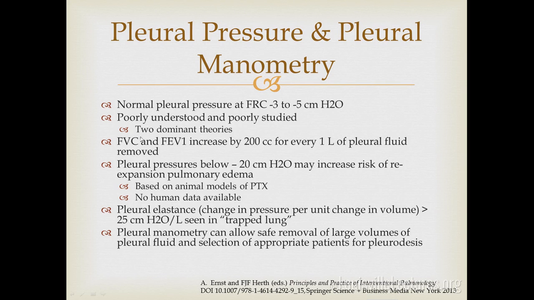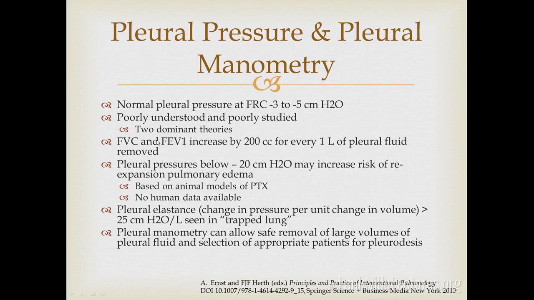Now, look at this number here. There's one study where they found that if you took out 1 liter of pleural fluid and then checked spirometry afterwards, patients' FEV1 and FVC increased by about 200 cc's. Why is that important? Because we know that a liter of pleural fluid is going to cause a lot of dyspnea. That's for sure. And traditionally, it's thought that dyspnea in pleural effusion is because it compresses the lung and doesn't let the lung expand.